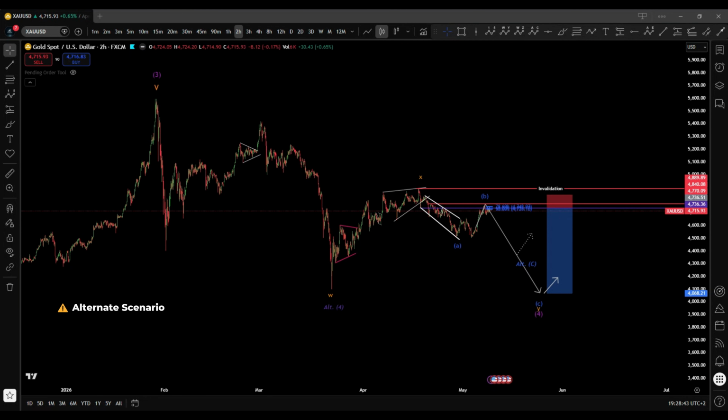The alternate scenario, wave 4 is already complete, where the W currently sits. In that case, we have already seen wave 1 of the next impulse at wave X, and the current ABC is wave 2. The C wave plays out similarly, just shallower. Either way, the short-term direction is down before the next major move. The levels to watch are clear.